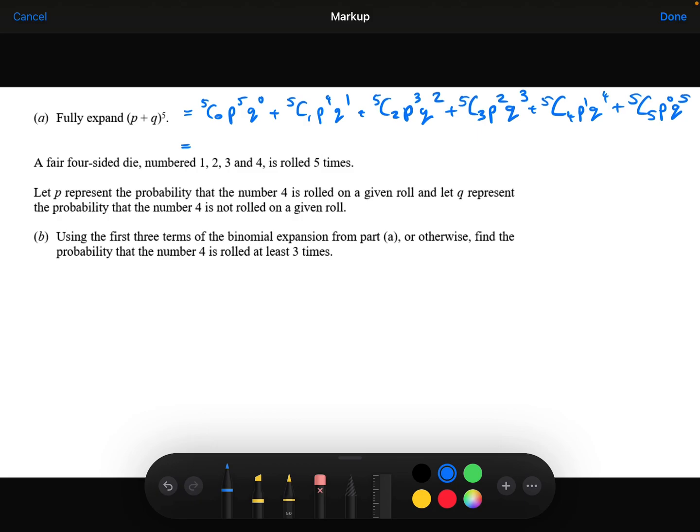Now let's simplify each of these terms. The 5C0 is 1. The q to the power 0 is 1. So we've got 1 times p to the power 5 times 1, which is just going to be p to the power 5. Then we've got 5C1, which is 5, times p to the power 4 times q to the power 1, which is just that.